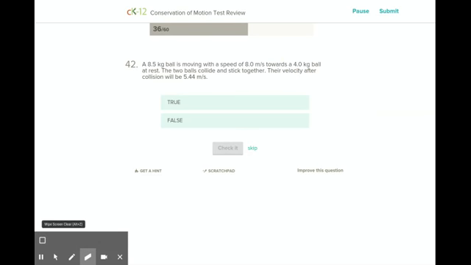All right, 42. An 8.5 kilogram ball is moving with a speed of 8 meters per second towards a 4 kilogram ball at rest. The two balls collide and stick together. The velocity after collision will be 5.44. It's the same thing over and over. I'm just going to tell you yes or no after I calculate it. After calculation, the answer is true.